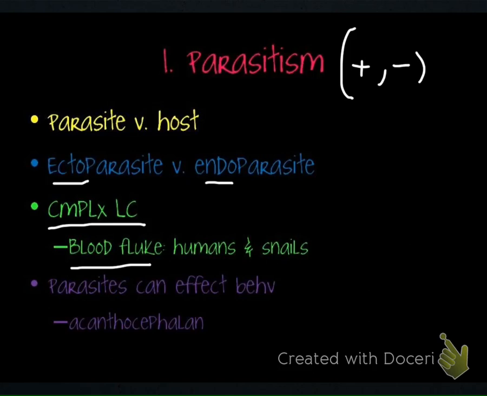And some parasites can even affect behavior to increase the probability of transfer. An acanthocephalan, which is a spiny-headed worm, can lead crustacean hosts to do atypical behaviors, like leave your protective cover and come out here in the open. And what happens is it increases the chance of that crustacean being eaten by a bird, which is the next host in its life cycle.